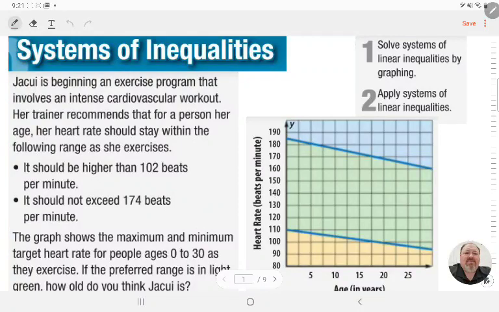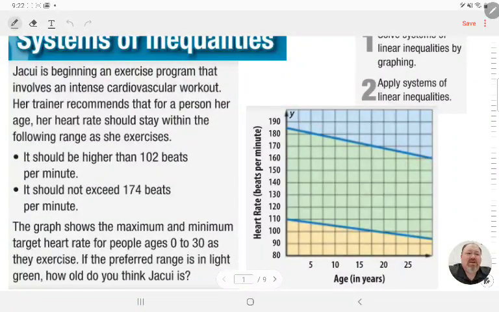Her trainer recommends that for a person her age, her heart rate should stay within the following range as she exercises. It should be higher than 102 beats per minute, and it should not exceed 174 beats per minute. The graph shows the maximum and minimum target heart rate for people ages 0 to 30 as they exercise. If the preferred range is in the light green, how old do you think she is?